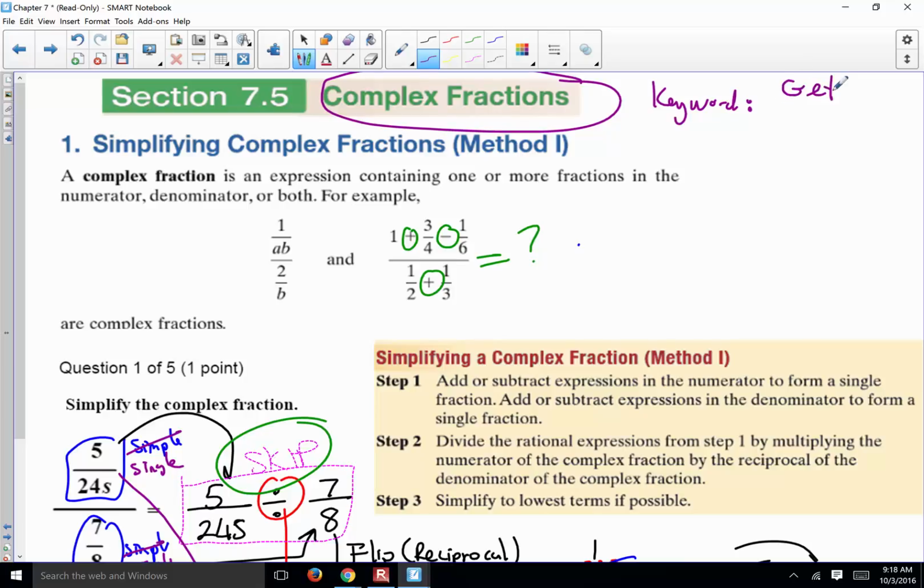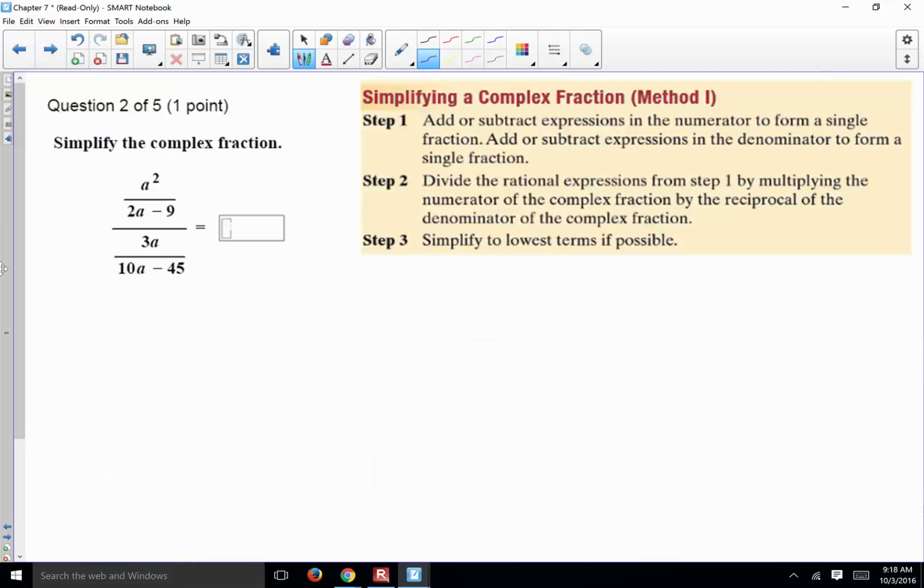Okay? So to be able to perform complex fractions, this is the key word: get single fractions on the top and bottom. No matter what you do, get one fraction on the top and bottom. Then we flip and multiply. Flip, multiply, flip, multiply. That's it. Are we ready for our first question? No, second question.